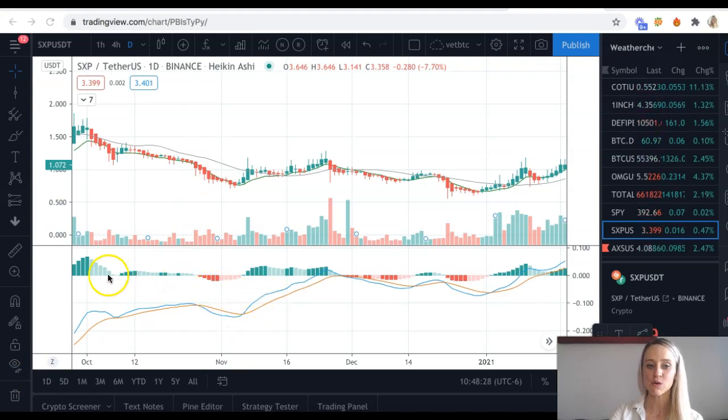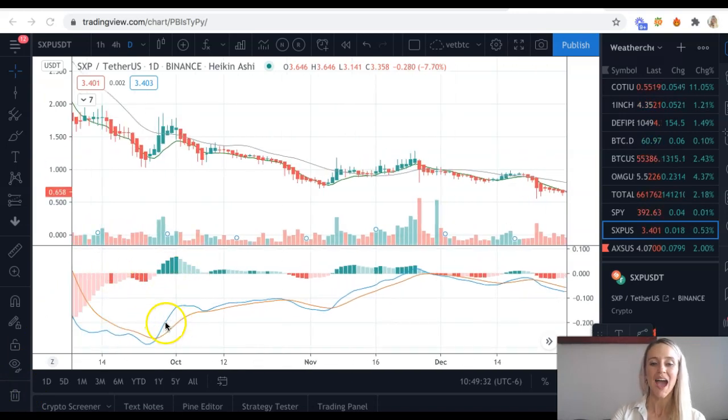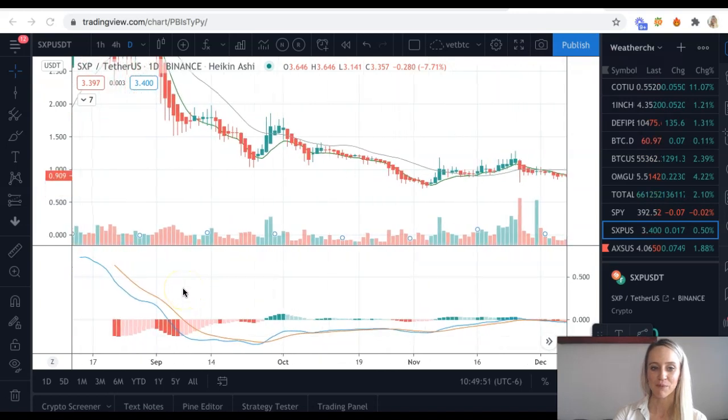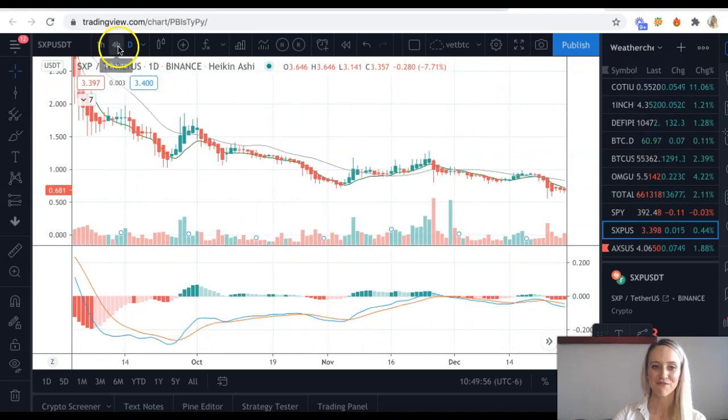In between this, you also have what's called a histogram right here, which gives you more data. So the histogram shows you how far apart the two lines are. It's kind of like a mirror of the space between the two lines. So the more they fall away from each other, the larger the histogram gets. The closer they come together, it is showing momentum. So it's getting closer.